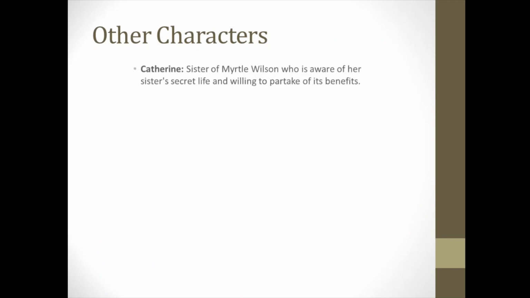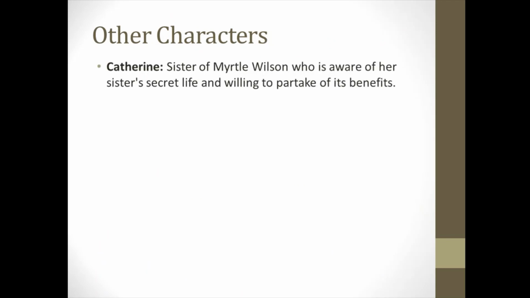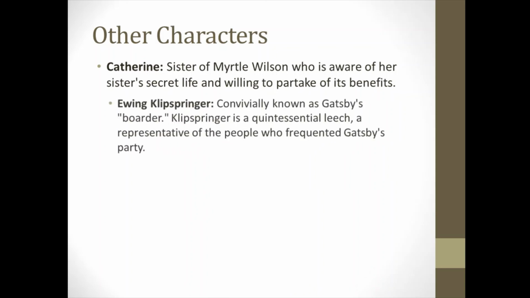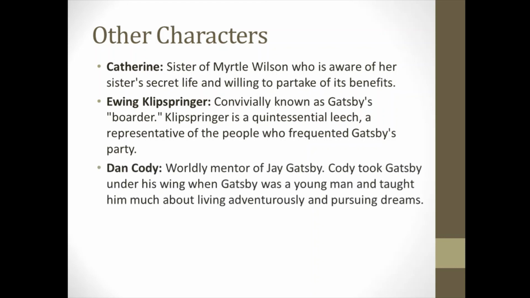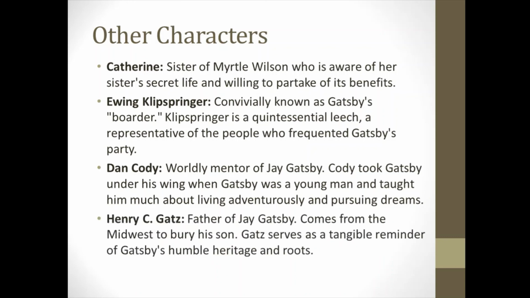Some other minor characters are here. Catherine is the sister of Myrtle Wilson, who is aware of her sister's secrets and willing to partake of its benefits. Ewing Klipspringer is conveniently known as Gatsby's boarder, and he is a quintessential leech, a representative of the people who frequented Gatsby's parties. Dan Cody is the worldly mentor of Jay Gatsby. Cody took Gatsby under his wing when Gatsby was a young man and taught him much about living adventurously and pursuing his dreams.